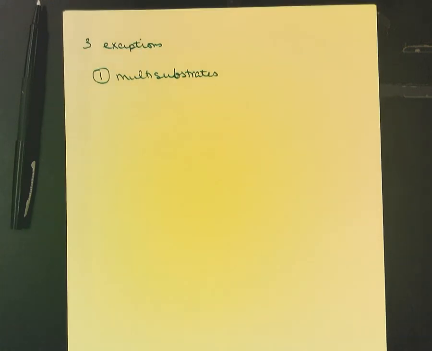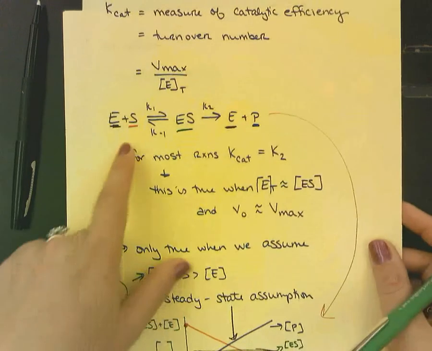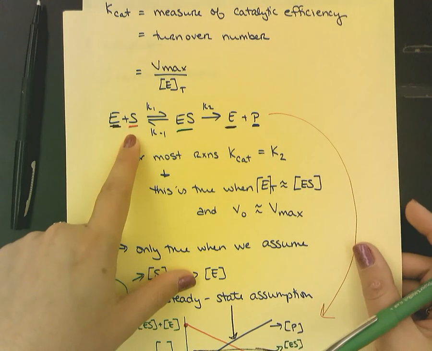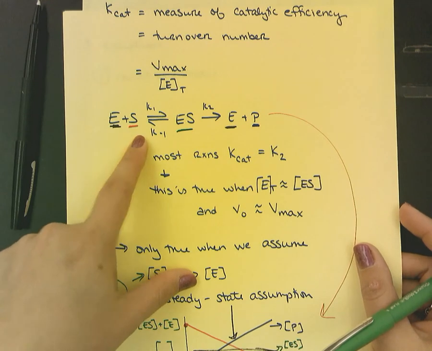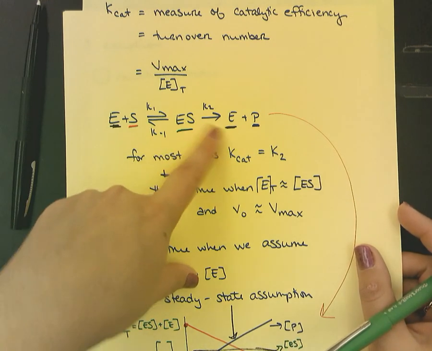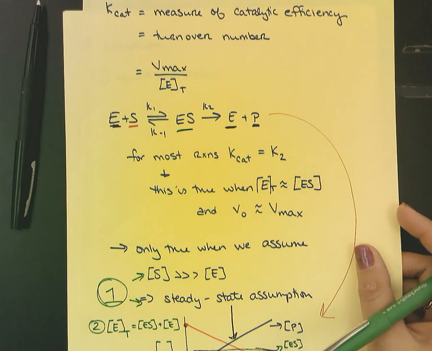Okay, first exception is that there's more than one substrate. If there is more than one substrate, it doesn't follow our assumption of our straightforward reaction. This is no longer true. So our assumption that E plus S makes one complex only, which goes forward to E plus P, is no longer a true statement.